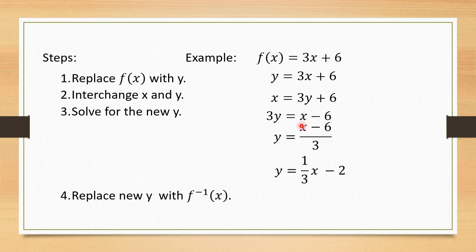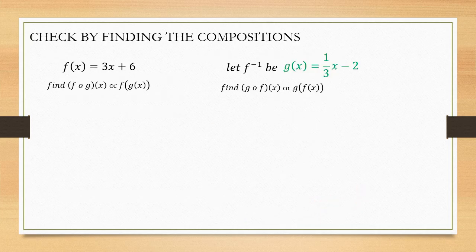And then after that, perform the indicated operation: x divided by 3, that is 1 over 3x. Then negative 6 divided by 3, that is negative 2. So for our new function, we have f raised to negative 1 of x is equal to 1 over 3x minus 2. So now, paano natin malalaman kung tama ang na-obtain natin na inverse ng ating given function kanina?